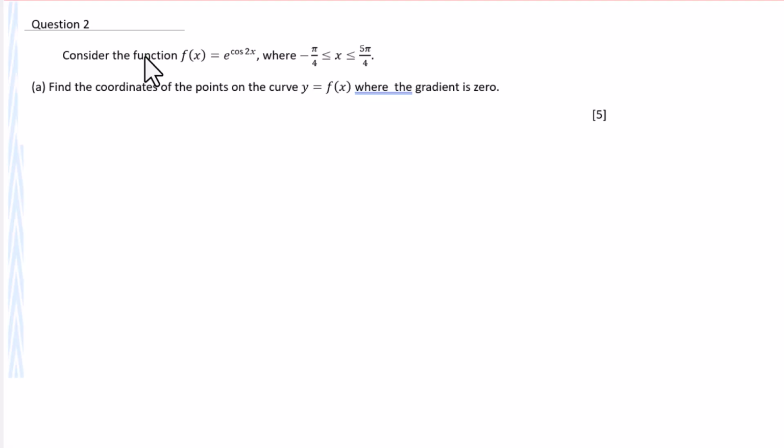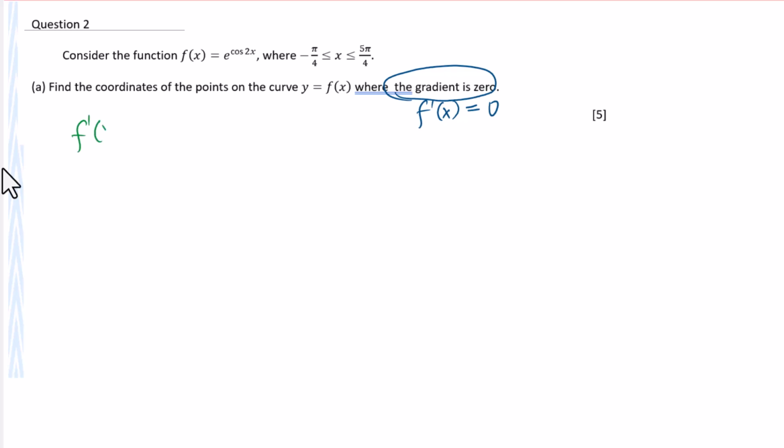Question 2. Consider the function f of x equals e to the power of cosine 2x, where x is greater than or equal to negative pi over 4, less than or equal to 5 pi over 4. Find the coordinates of the points on the curve y equals f of x, where the gradient is 0. Gradient is 0. We need to figure out f prime of x. Then we make it equal 0.